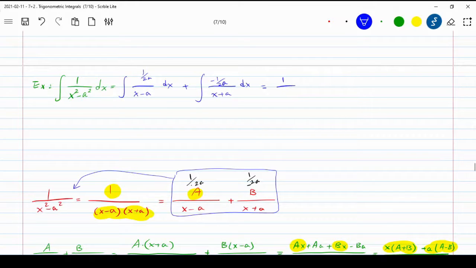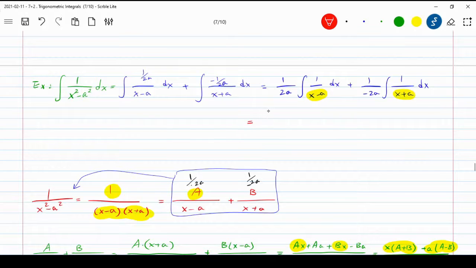Again, you can simplify this by writing the constants outside. So this is 1 over 2a times the integral of 1 over x minus a dx, plus negative 1 over 2a times the integral of 1 over x plus a dx. If you pick substitution again for each one, let u be this for one, and for the other one, let u be this. You can simply integrate these. You will have 1 over 2a ln absolute value of x minus a plus 1 over negative 2a ln absolute value of x plus a plus some constant.